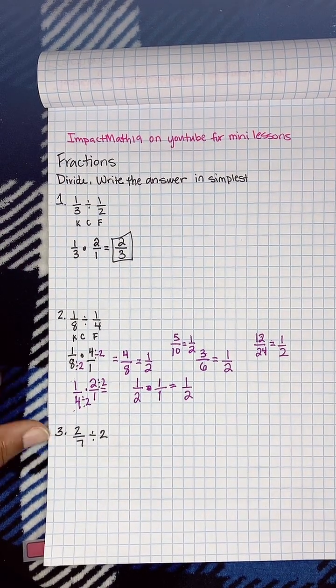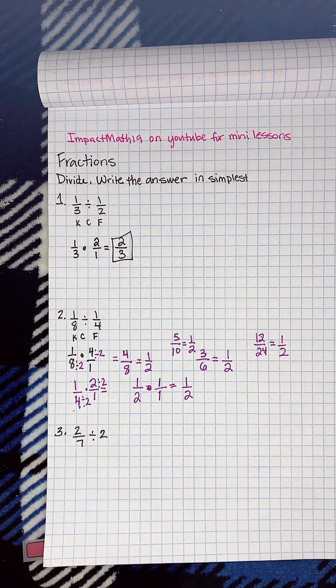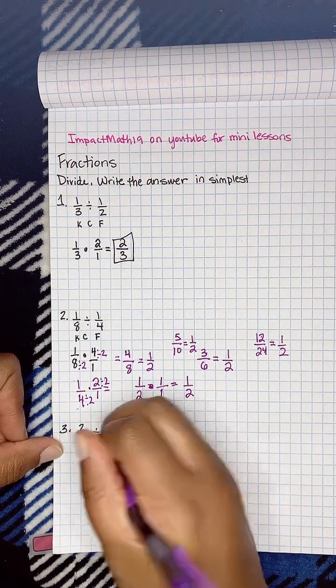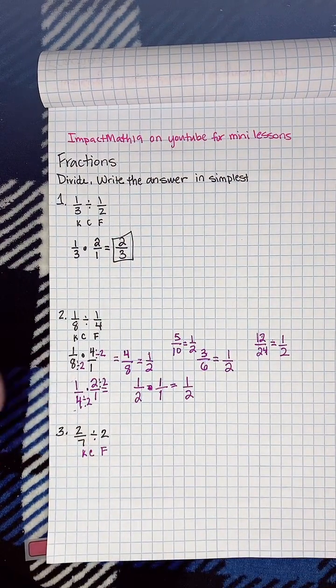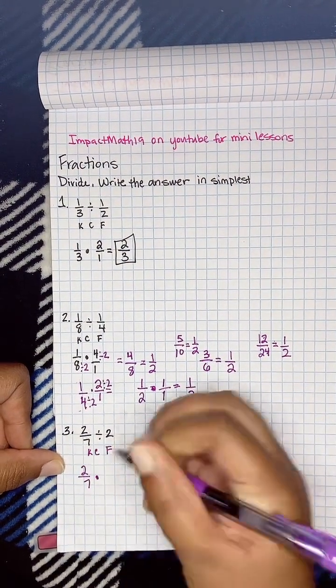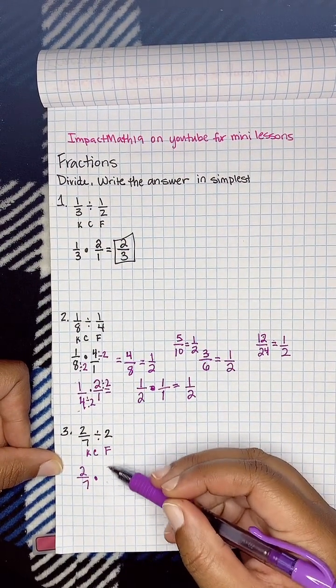Yes. So let's go to number 3. All right. So we're going to keep it, change it, flip it. Now we got 2/7 times. What do I write right here?